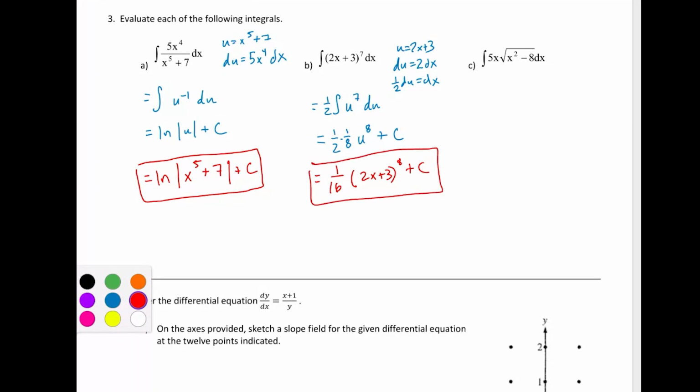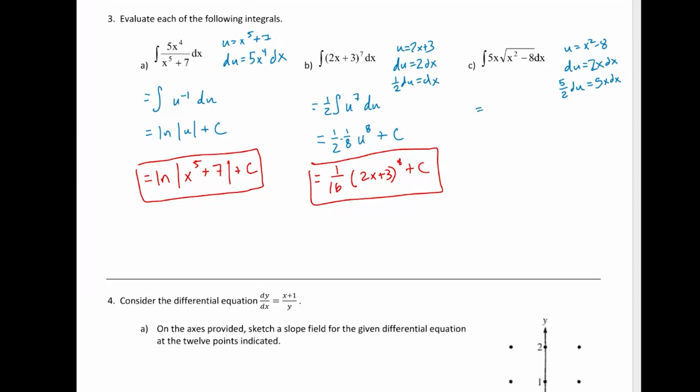And now letter C is going to be the last of this little trio of u substitution problems. We'll let u be x squared minus 8. So du would be 2x dx. Here, again, I do not have a perfect match, so I need to modify that 2 to make it become a 5. Okay, so I needed to first divide both sides by 2, and then multiply both sides by 5. So 5 halves du is 5x dx.